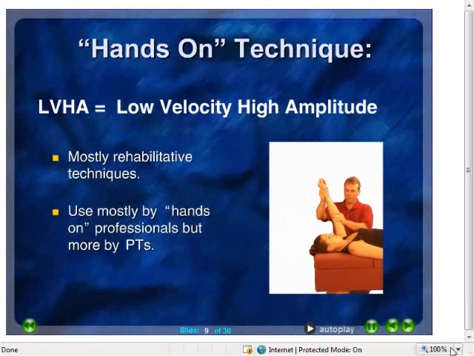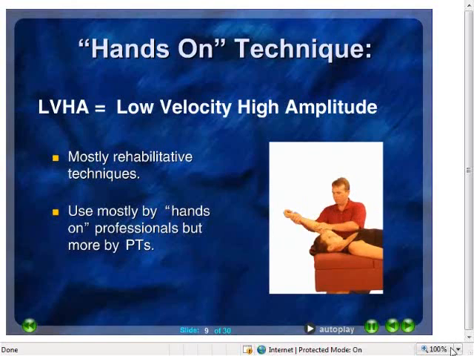LVHA, low velocity, high amplitude techniques are mostly rehabilitative techniques. They are sometimes used by hands-on professionals, but more often by physical therapists.